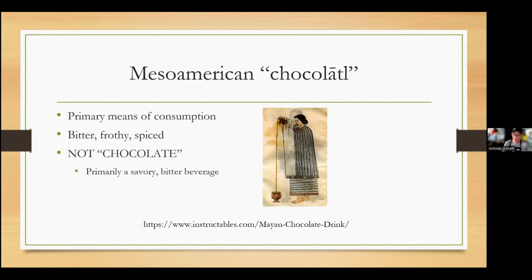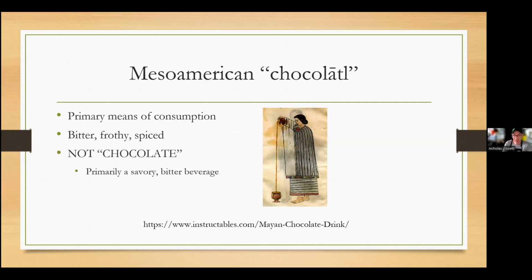The main thing to remember, and I would encourage everybody to look up this website, Instructables. They have a recipe and kind of a walkthrough of what the Mayan chocolate drink is like. The frothiness is really what was celebrated in this drink. It had kind of a foamy quality to it.